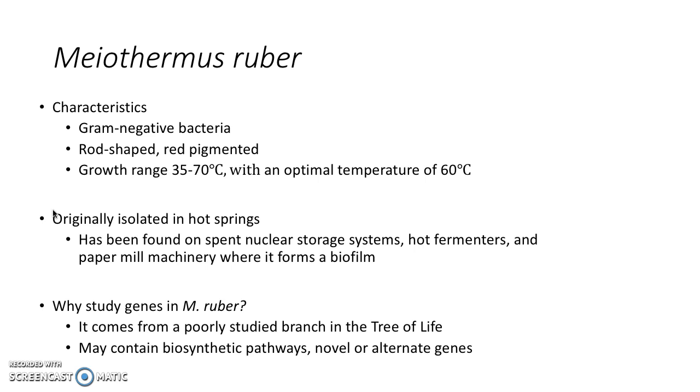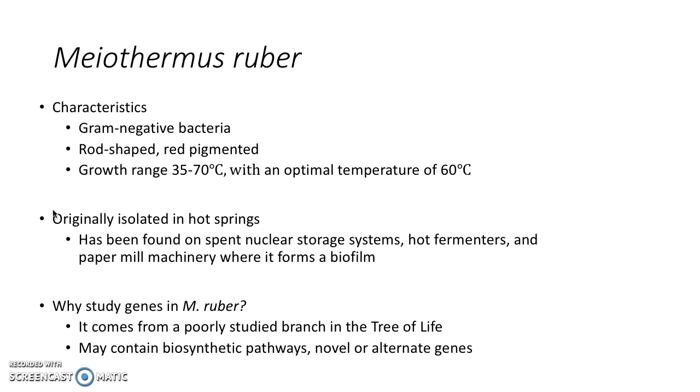It is a gram-negative bacteria, rod-shaped with a pinkish-red pigmentation. Its optimal growth range is 35 to 70 degrees Celsius with an optimal temperature of 60 degrees Celsius. It was originally isolated in hot springs but has been found on spent nuclear storage systems, hot fermenters, and paper mill machinery where it forms a biofilm.